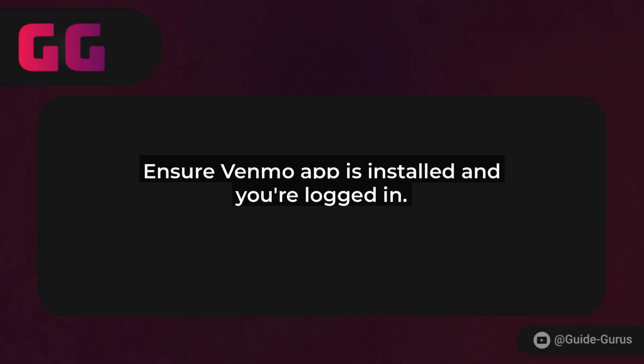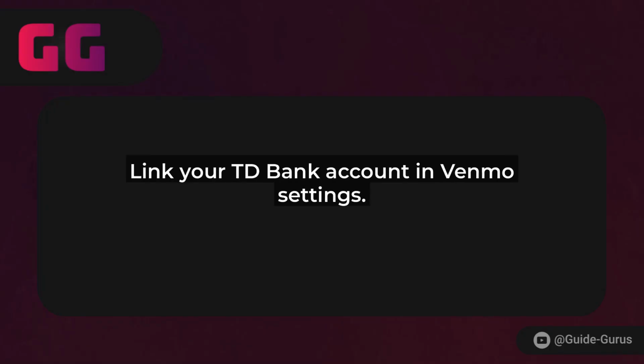First things first, make sure you have the Venmo app installed on your phone and that you're logged in. If you haven't already linked your TD Bank account, that's step 1. Open the Venmo app, go to the menu, usually the 3 lines in the top corner, and select Settings. Under Banks and Cards, tap Add Bank and search for TD Bank. You'll need to verify your account through a small test deposit or by entering your bank's login details securely.